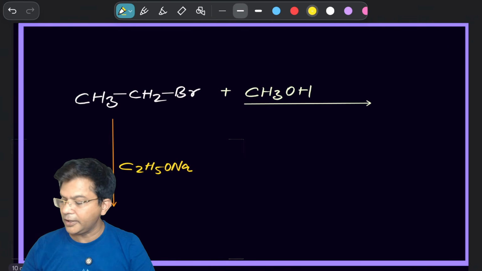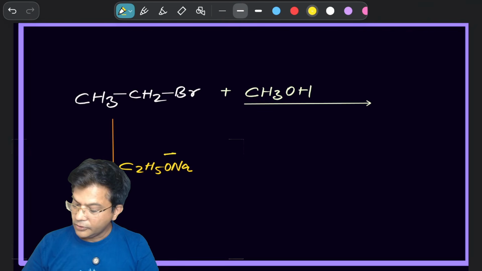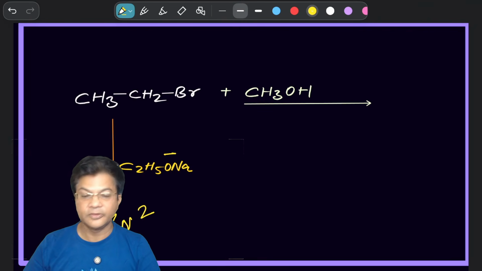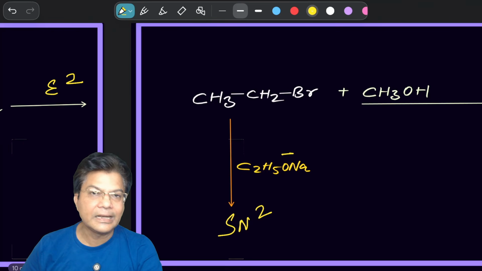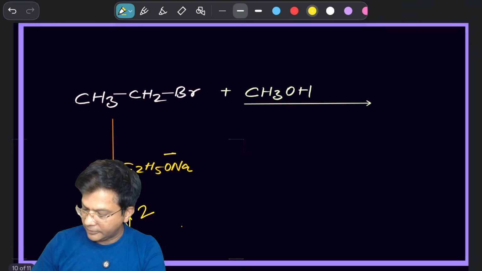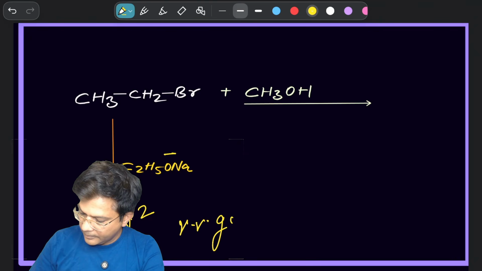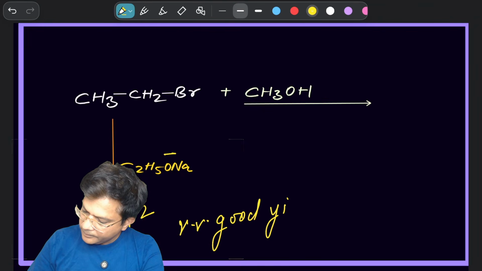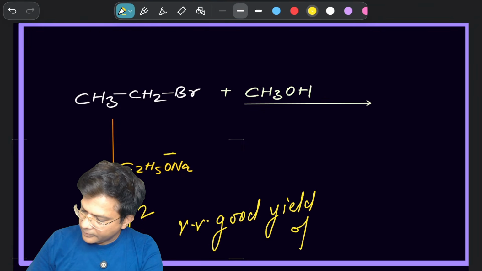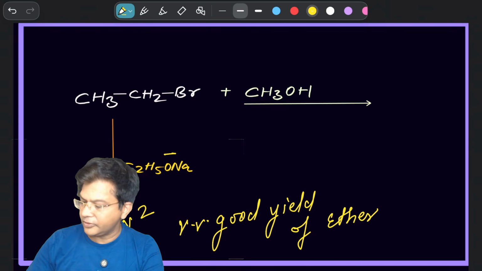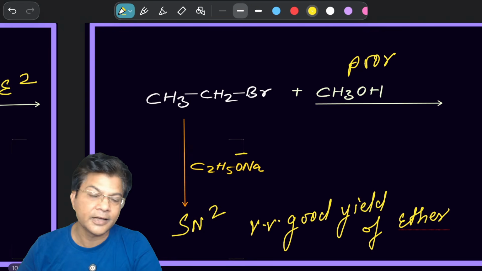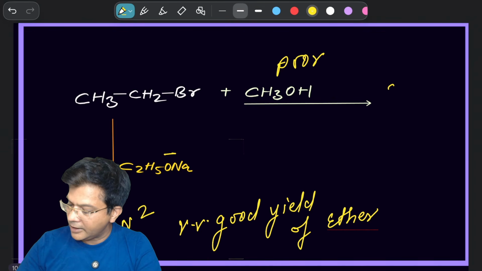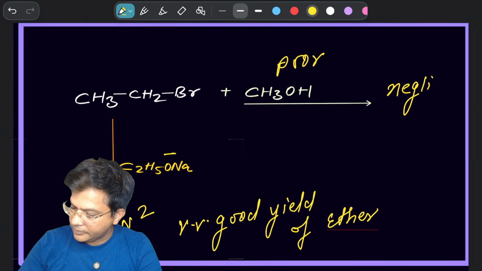Now see, this is 1-degree and this is strong, so SN2 only, and that's why Williamson said that whenever you want to prepare ether, always take the least sterically hindered alkyl halide, so it will give a very good yield of ether. And you see, this is poor, and it will try to form the carbocation, and the carbocation is not stable, so negligible reaction.